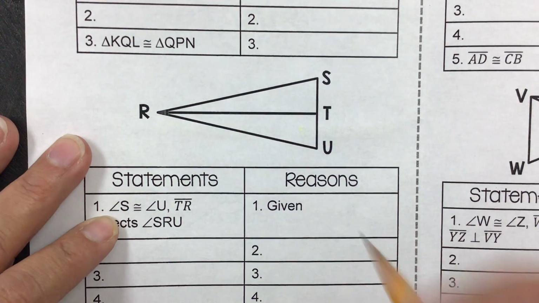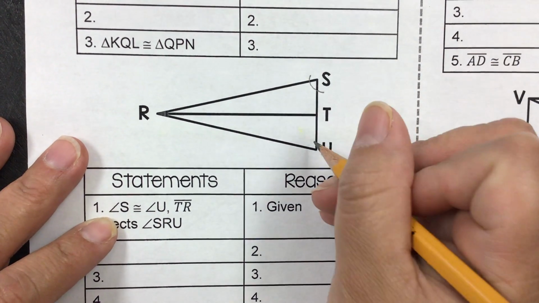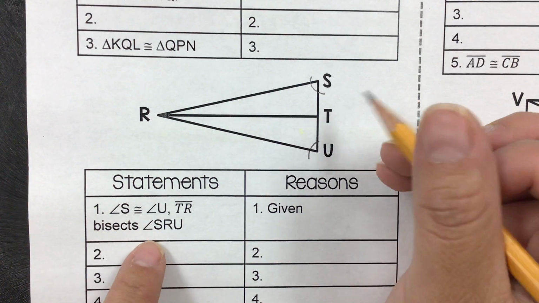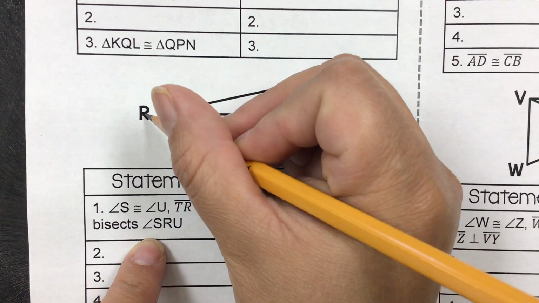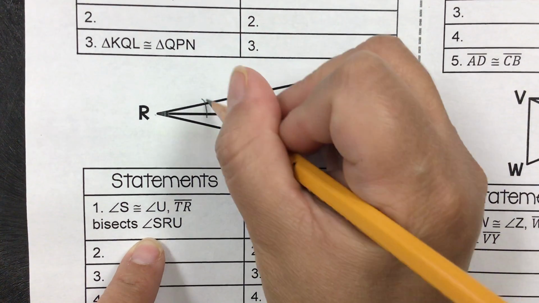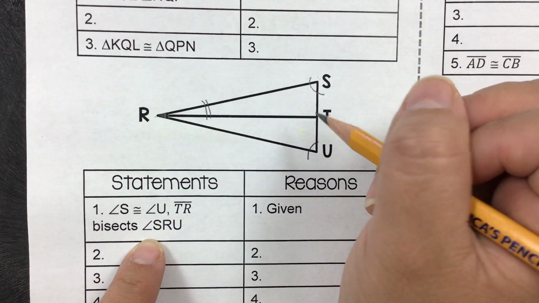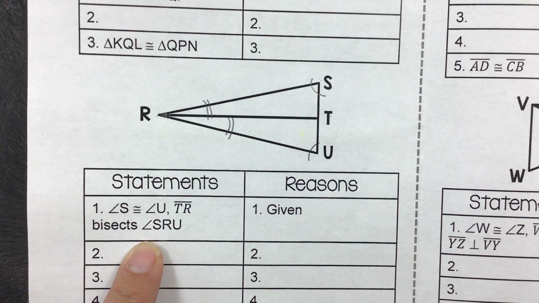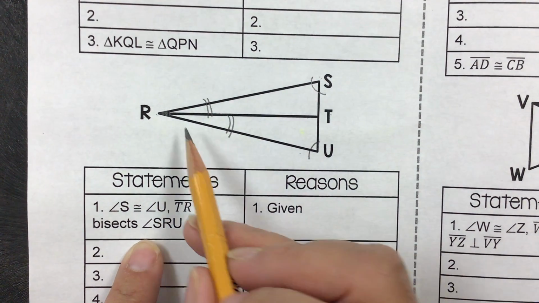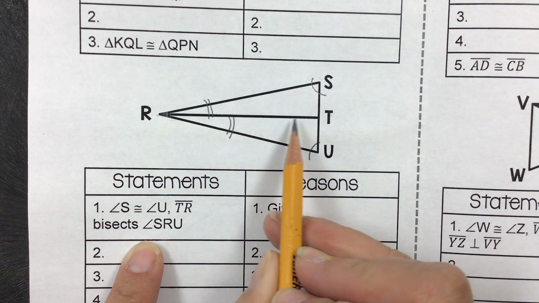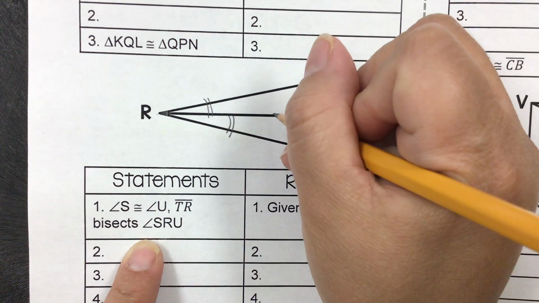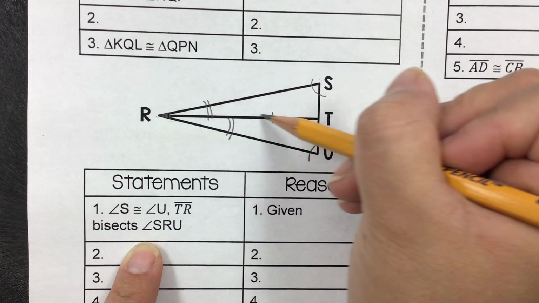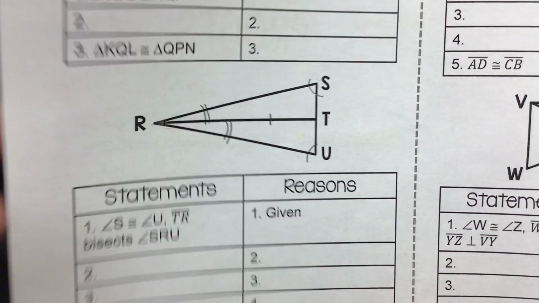For this one, it tells you that S is congruent to U. The word bisect means that these two angles are equal to each other. That is angle SRT is congruent to the angle TRU. Because of the word bisect, we know that these two angles are equal to each other. Don't forget about the reflexive property. You can use that fact for both of these. And if we read it this way, SRT, we have angle angle side.